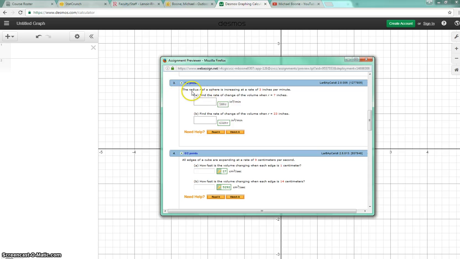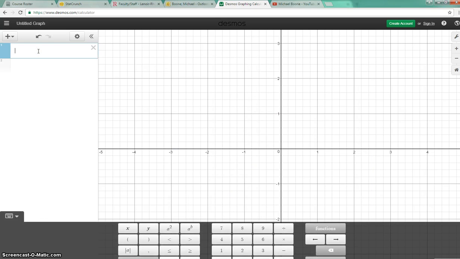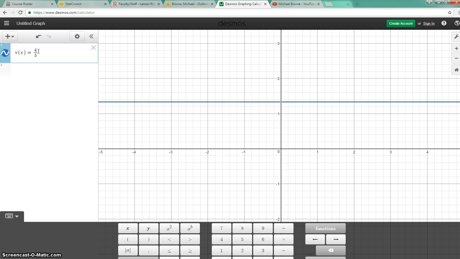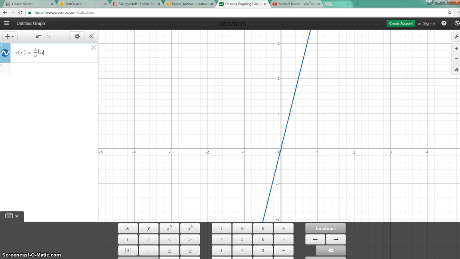So with number 3, they're talking about the radius r of a sphere increasing at a rate of 3 inches per minute. So the radius r of a sphere is increasing. Well, we have a formula for a sphere, right? We know for a sphere, the volume equals 4/3 pi r cubed, and they'll go over some different formulas in the book, but I'm going to let my radius be x. So I get this formula.